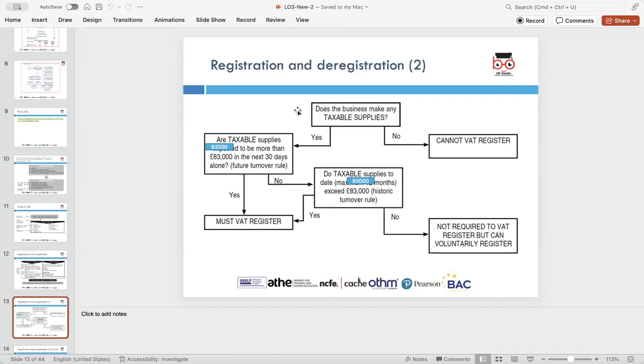If the business does make taxable supplies, we then need to consider if these supplies are expected to exceed £85,000 in the next 30 days alone. This is known as the future turnover rule. If the business does not make taxable supplies, or if the taxable supplies are not expected to exceed £85,000 in the next 30 days, then VAT registration is not mandatory.